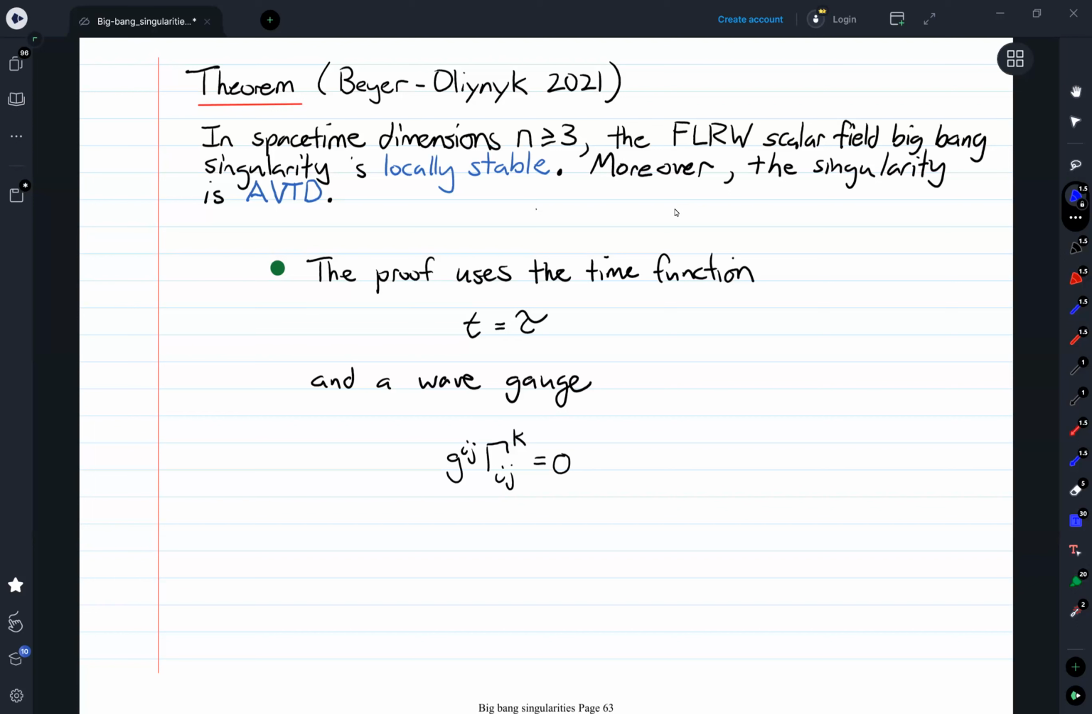And then we also use a wave gauge. For people who know about these things, this is a way to gauge reduce the Einstein equations so that it explicitly has finite propagation. Okay, so I think that's enough for me, and I will stop there.